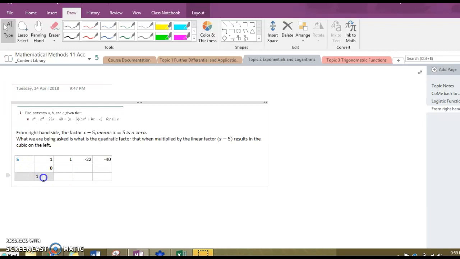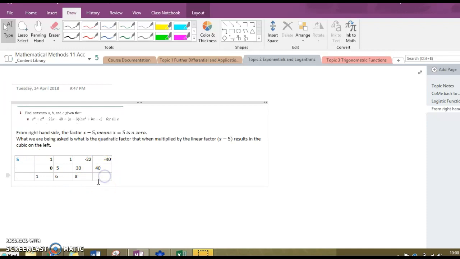The number at the bottom is then multiplied by our 0, 1 times 5, and that number goes into the next column. So we end up adding each column as we go from the left to the right. So 1 plus 5 results in 6. That number at the bottom is then multiplied by the 0. 6 times 5 was 30. Again, adding the column, negative 22 plus 30 gives us plus 8. The result of that number multiplied by the 0 will give us plus 40.